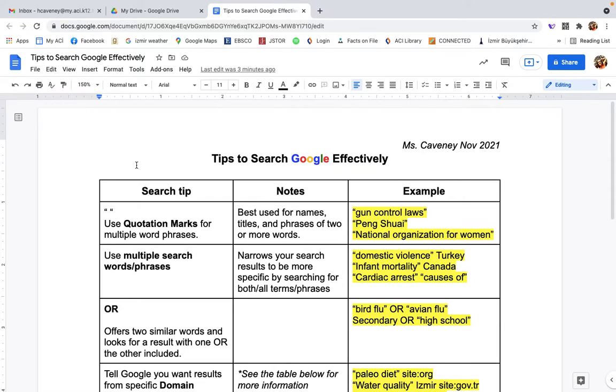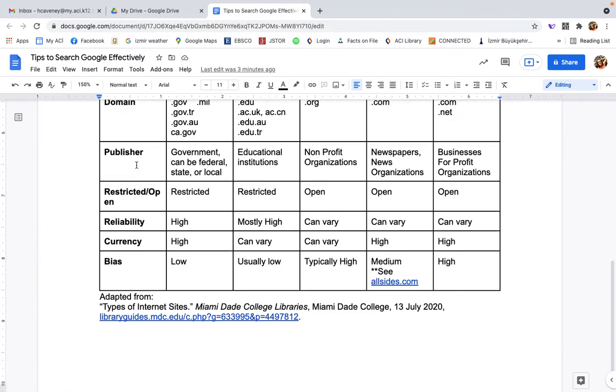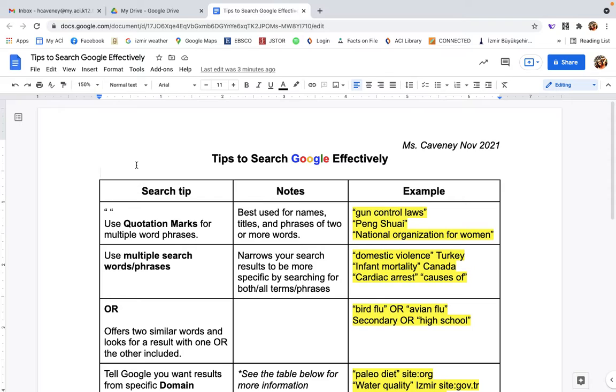So we're going to walk through these. I'm going to give you some live examples. I'm not going to do any type of slideshow. You will have this tip sheet available to you from your teacher after this session.